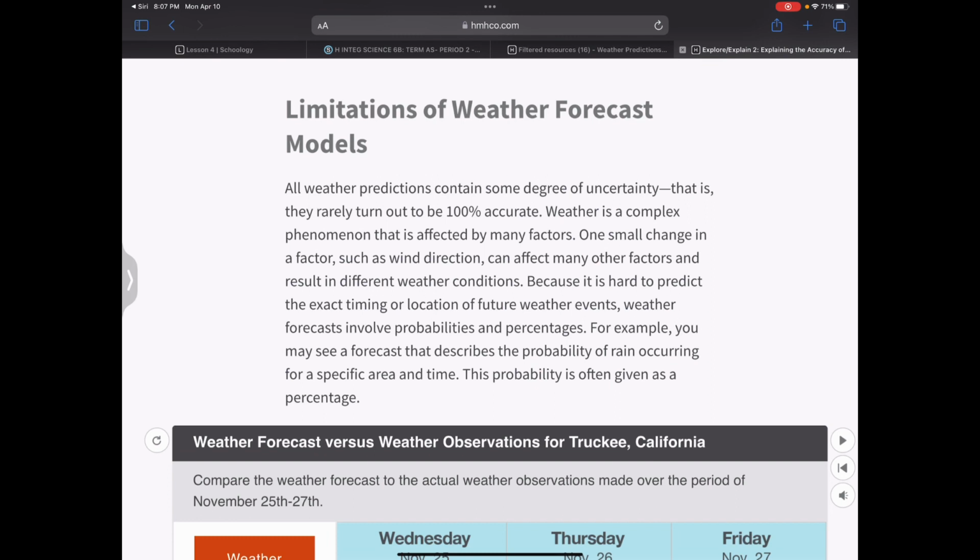Because it is hard to predict the exact timing or location of future weather events, weather forecasts involve probabilities and percentages. For example, you may see a forecast that describes the probability of rain occurring for a specific area and time. This probability is often given as a percentage.